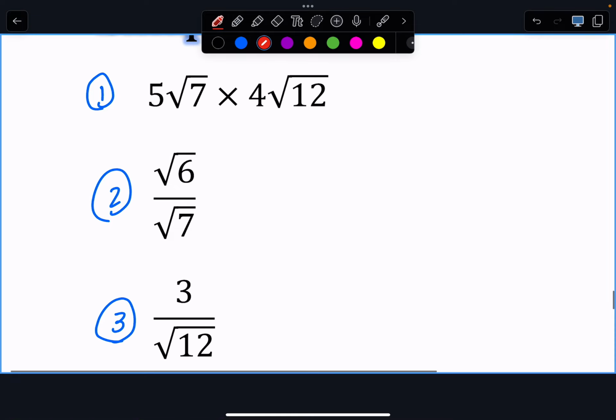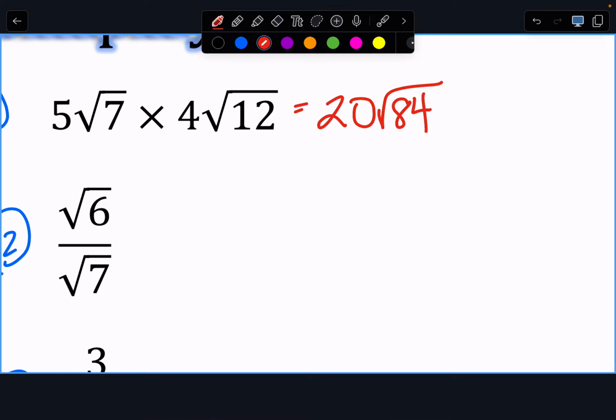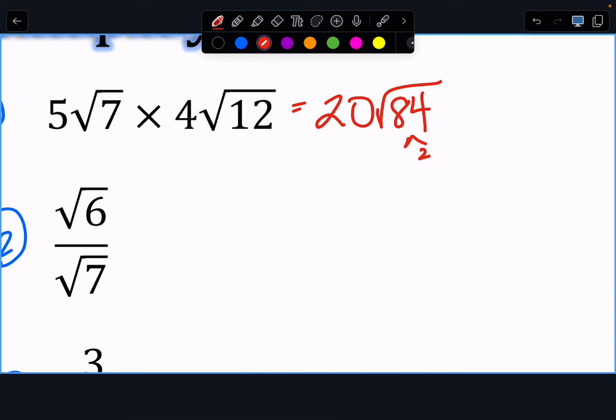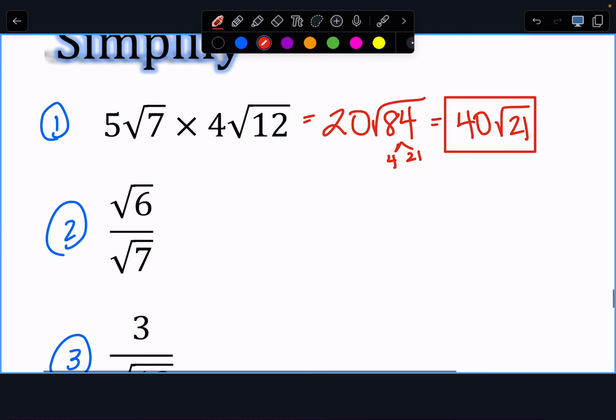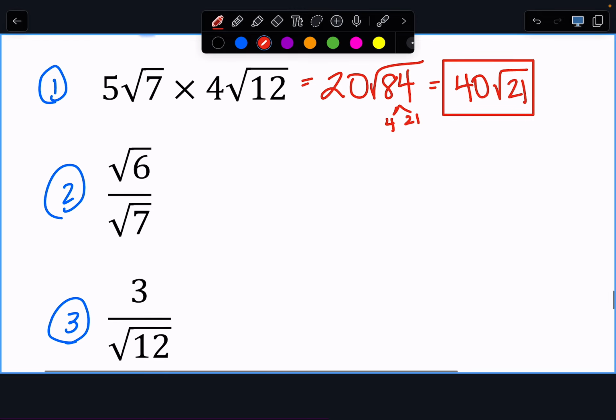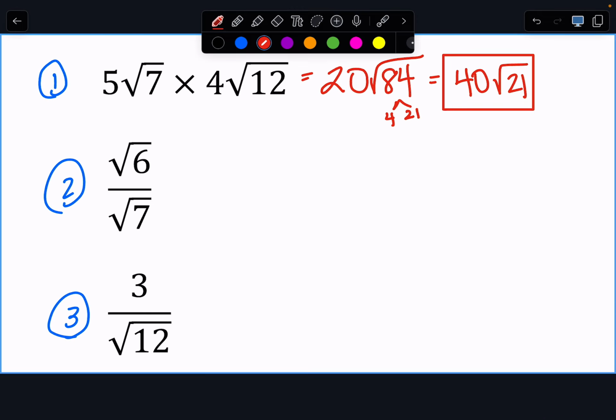And number 1. Did you take 5 times 4? Yes. Did you take 7 times 12? Yes. Okay, 84. What is the biggest square root that factors into that? 21 and 4. So this becomes 40 radical 21? I'm done. I messed up. Okay. That's why we're doing this, because if you mess up, we can catch it now before you do homework.